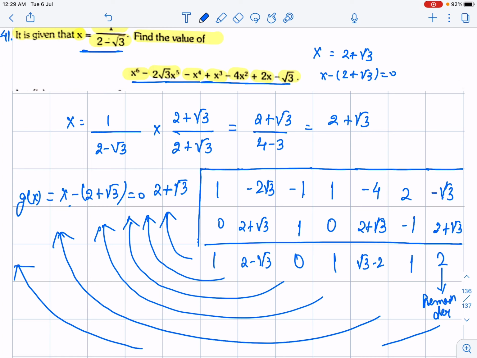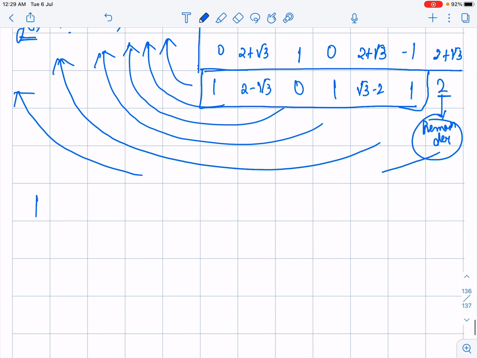And we know dividend is equal to divisor into quotient plus remainder. So what is p of x we are knowing? This is p of x. What is g of x? This is g of x. What is q of x? These are the coefficients of q of x which will be generated over there. And what is r of x? R of x is 2 only. So we write it like p of x is equal to g of x into q of x plus r of x.